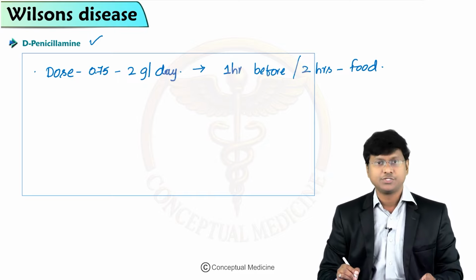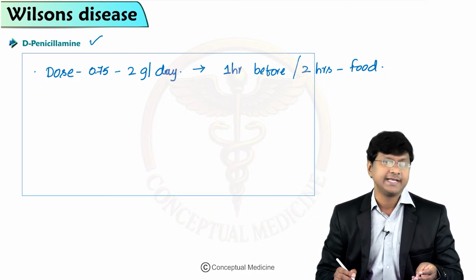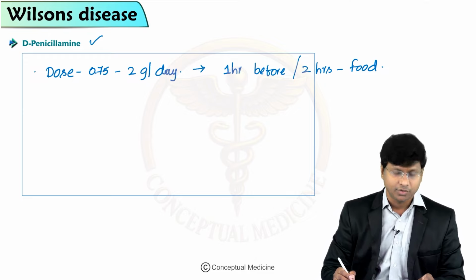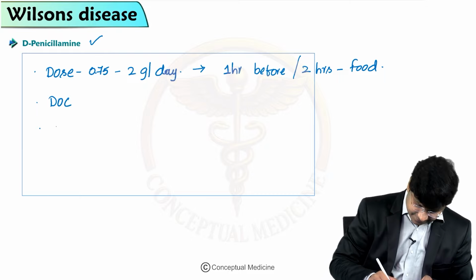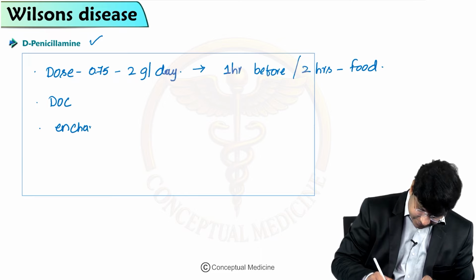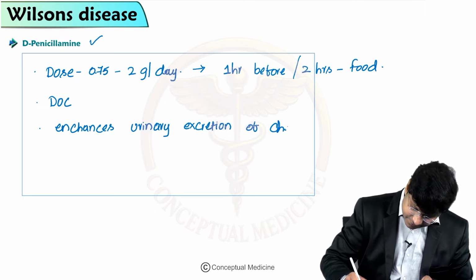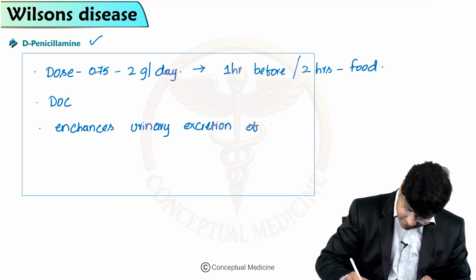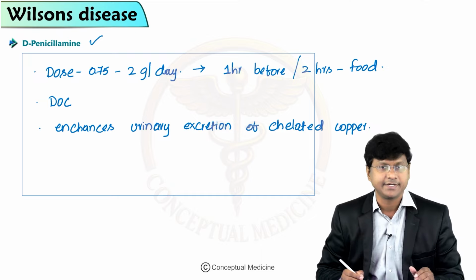So this should be the dosage of D-penicillamine, and this is considered the drug of choice, and it also enhances the urinary excretion of the chelated copper.